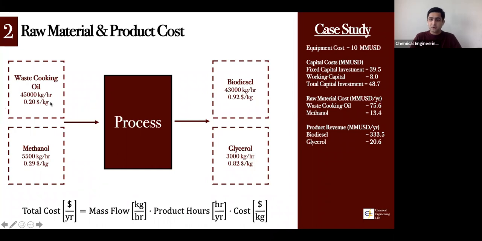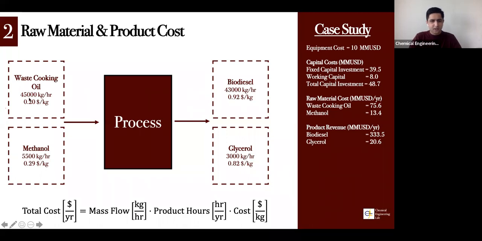The raw material cost is your expense, right? Because you have to pay that from your own pocket. And your product cost is your revenue that you're going to be raising by selling your product. The more expensive your product is, the better it is. And the cheaper your raw material is, the better it is.